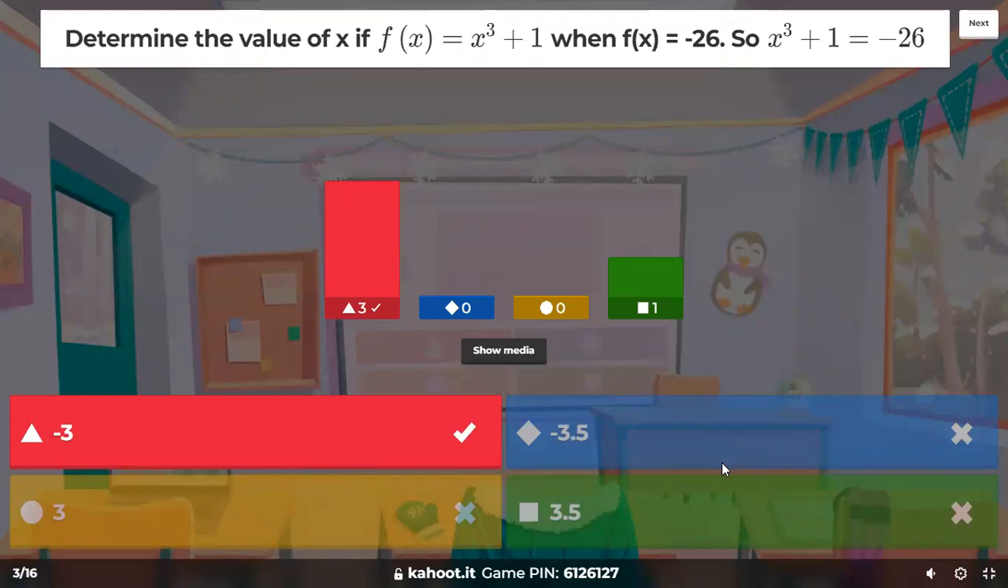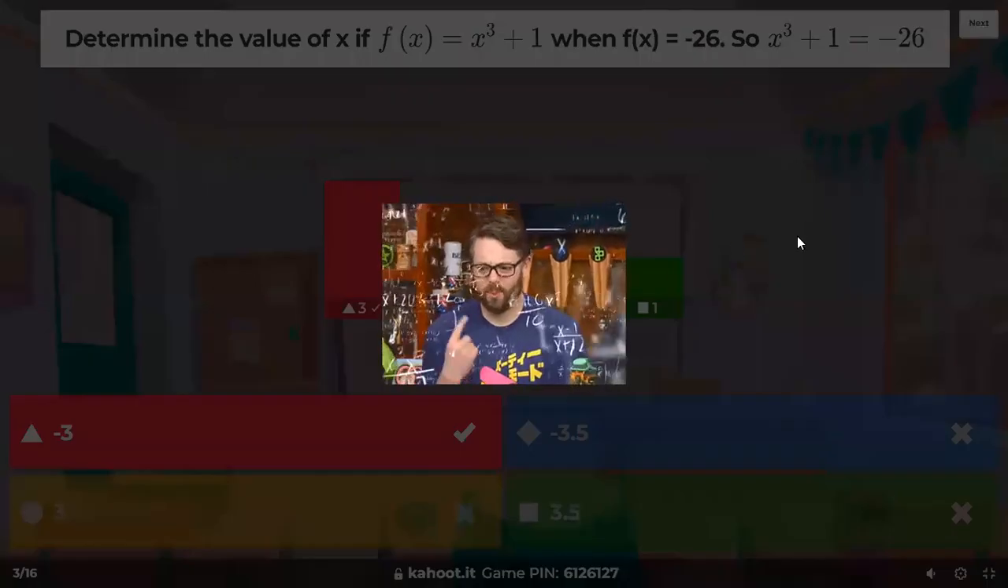You did have enough time. You just had to write X cubed plus 1 equals -26 and solve.